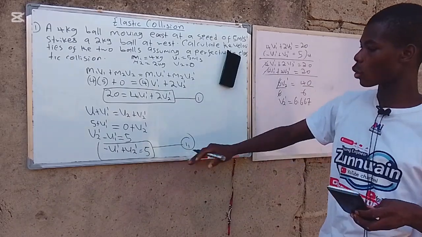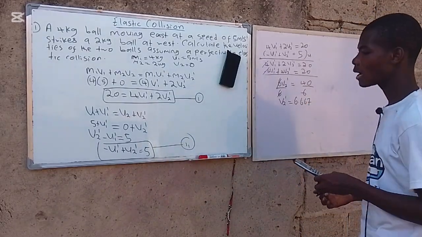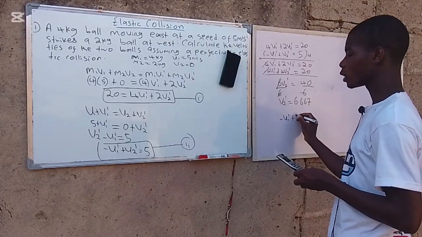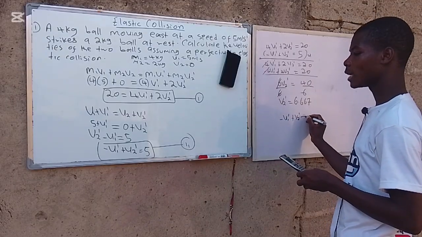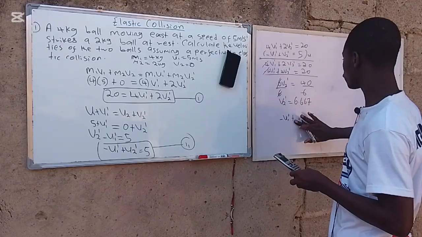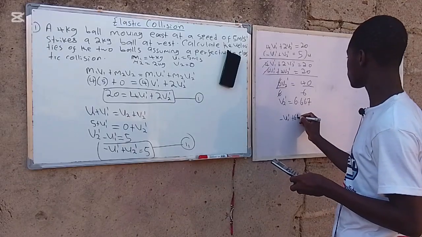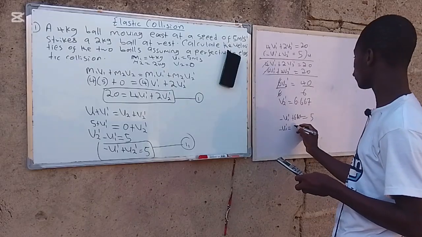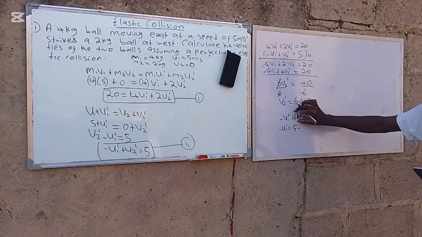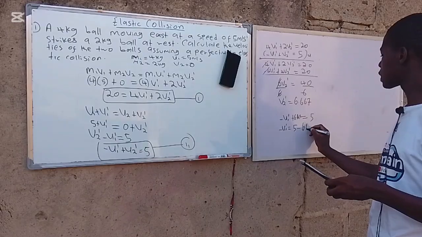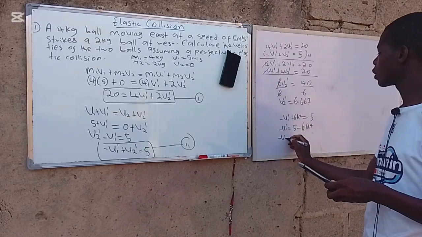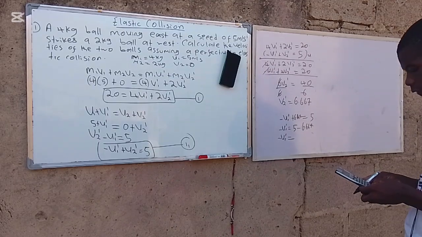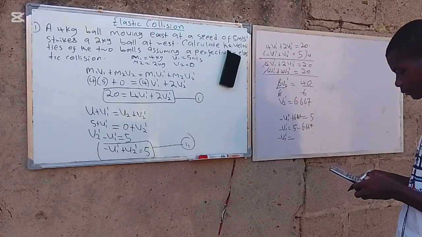So let me use this equation to find the value of v1 prime. By saying minus v1 prime plus v2 prime is equal to 5. But the value of v2 prime is 6.667, so minus v1 prime should now be equal to 5 minus, when this crosses the equal sign, it will now be 6.667. Minus v1 prime is equal to 5 minus the answer.